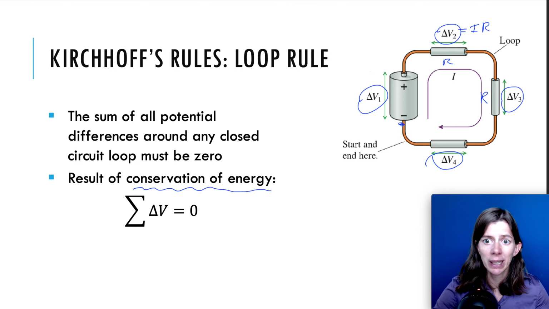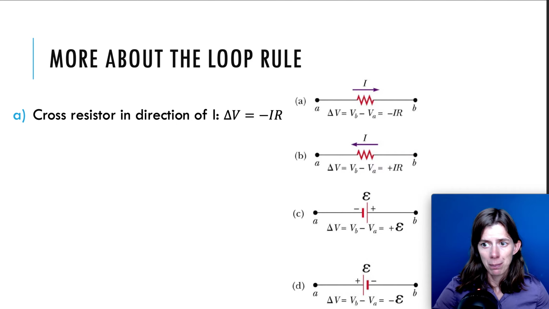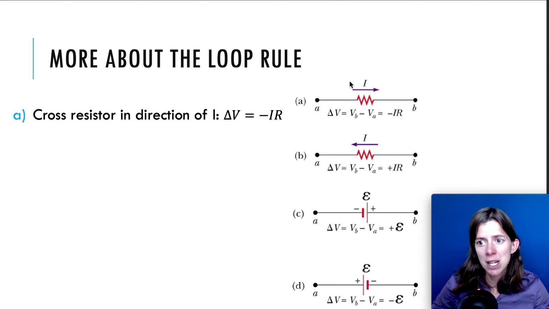Let's see how we can use the loop rule. First, we have to obey these sign conventions, what's positive and what's negative. You're going to have a loop in your circuit, and you're going to go in a circle around that loop and examine all the resistors in that loop and examine the potential difference across each one. As you're going around your loop, if you're going in the same direction that the current is going, then that potential difference across that resistor is going to be negative.